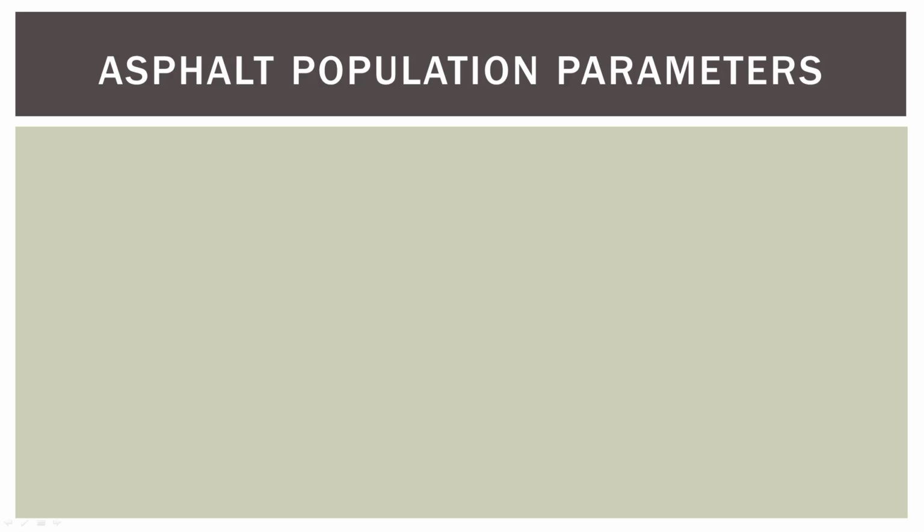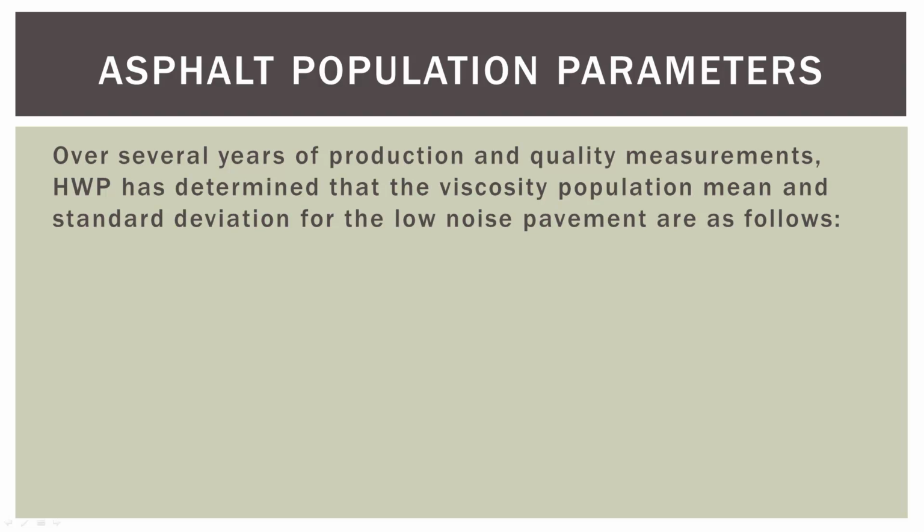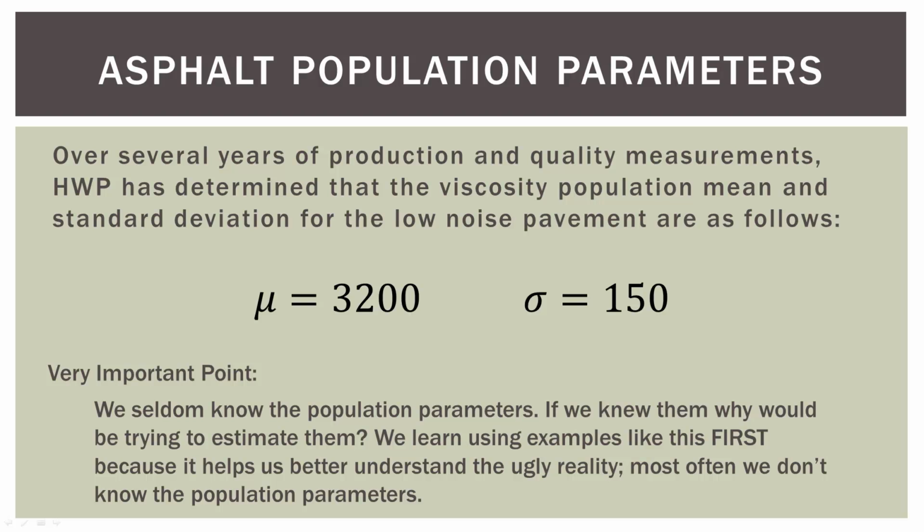So I'm not going to go through the whole problem we were using in the previous couple of videos, but just suffice to say that there's an asphalt company that does quality control measurements on its product, and they've determined that the population mean is 3,200 and the population standard deviation is 150. So they're measuring the viscosity or the flow of their asphalt, their road paving product.